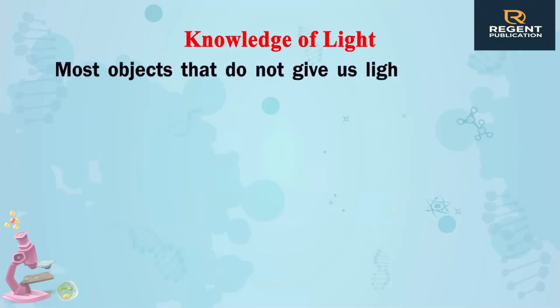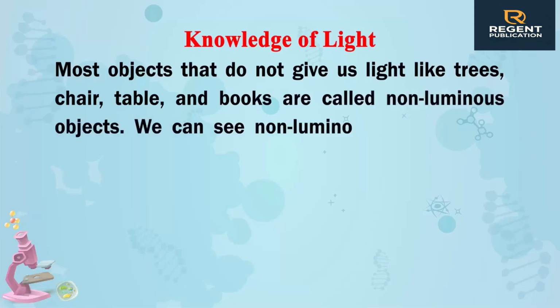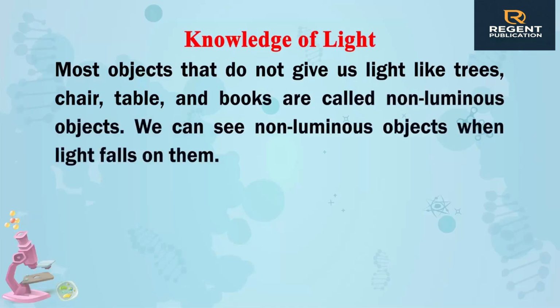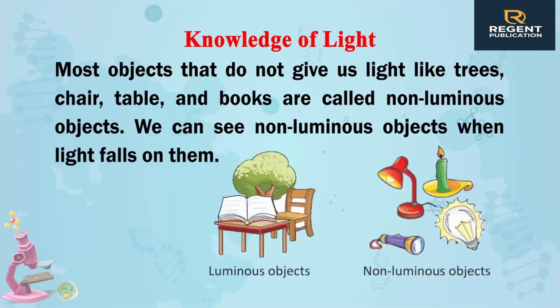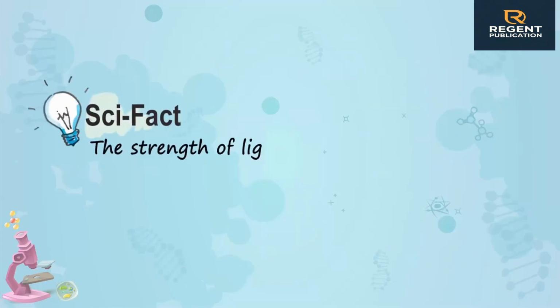Most objects that do not give us light, like trees, chairs, tables, and books, are called non-luminous objects. We can see non-luminous objects when light falls on them. Scientific fact: the strength of light is measured on the Kelvin scale.